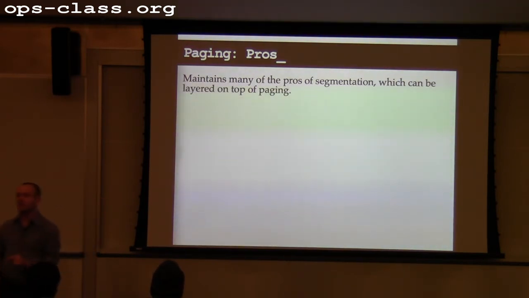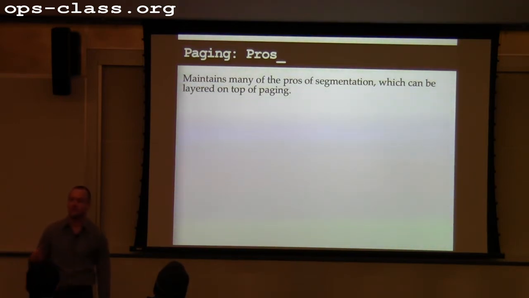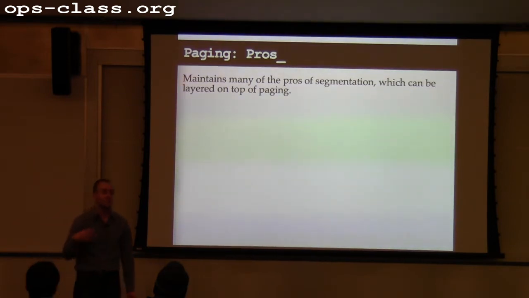So this is great. No more external fragmentation, right? My page allocator becomes extremely simple. I will never be unable to satisfy a page allocation request because of external fragmentation, because all my units are the same size, right? So that's really, really nice.